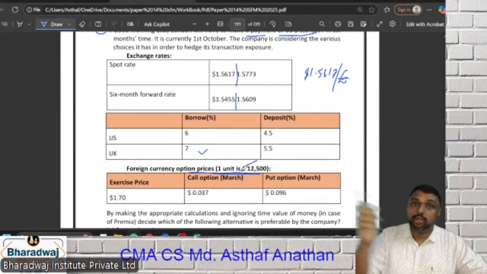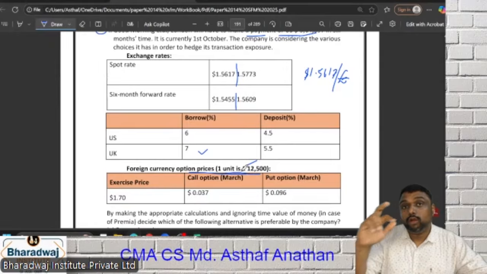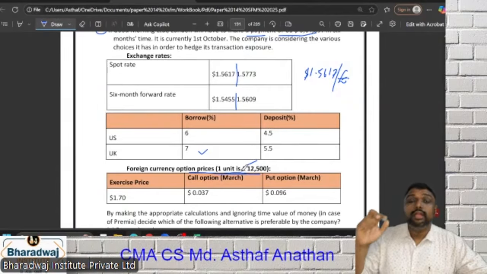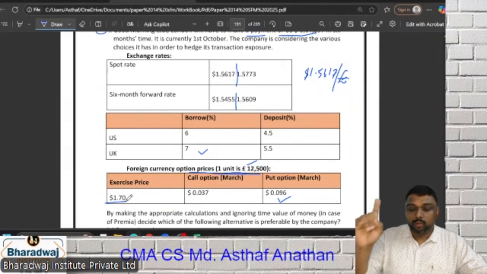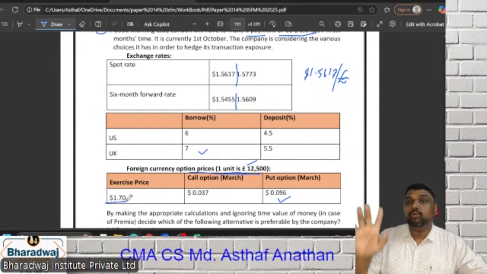If you want to get the dollar, you have to sell the pound. If you want to sell the pound, it is a put option, the right to sell. So this perspective will come as a put option. The exercise price is the same in both cases, one price only. One pound is equal to 1.7. So you can get the number of contracts very easily.